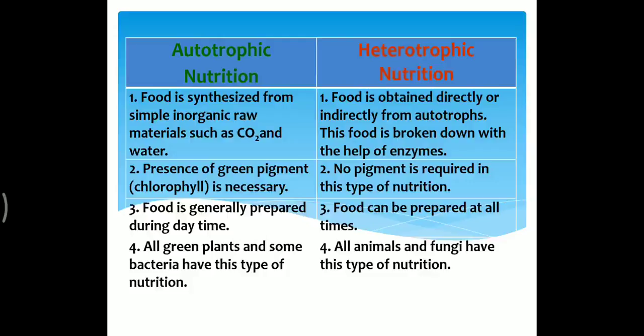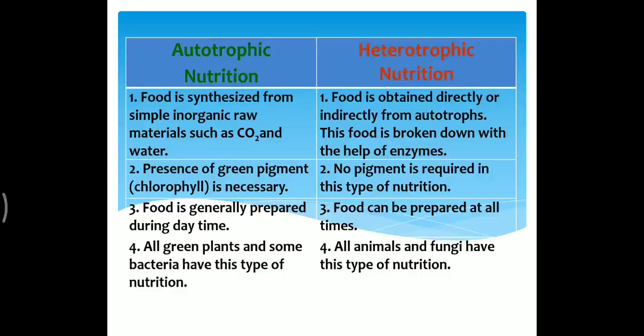Second one, the presence of the green pigment chlorophyll is necessary for the production of food, whereas no pigment is required in heterotrophic nutrition. Next, third one, food is generally prepared during daytime because sunlight is very important for photosynthesis in autotrophs. Whereas in heterotrophic nutrition, food can be obtained at all times. They can eat anytime because they are eating already grown plants, so at night they can eat and during the day also. All green plants and some bacteria have autotrophic nutrition.